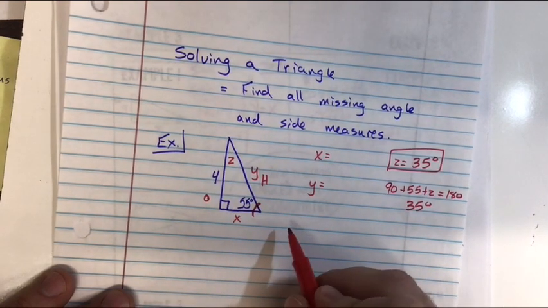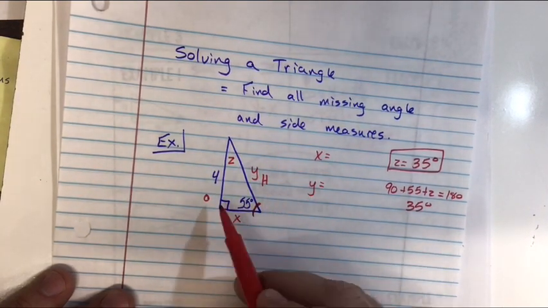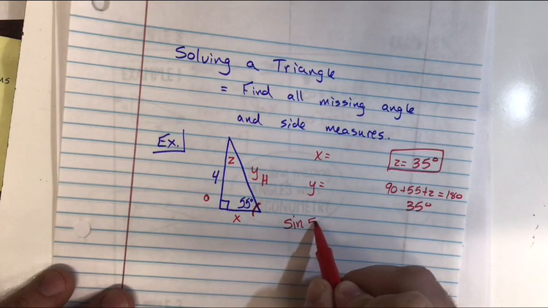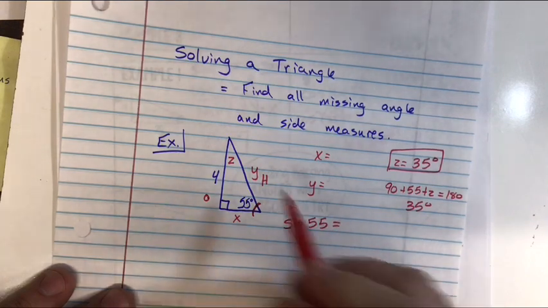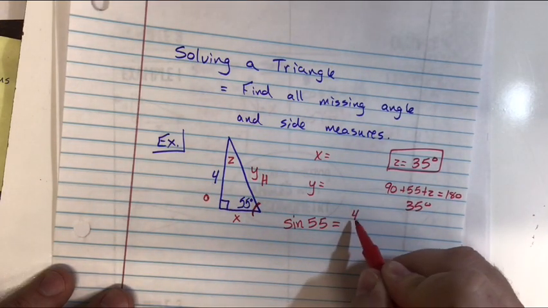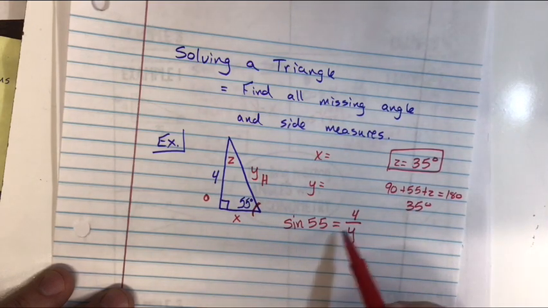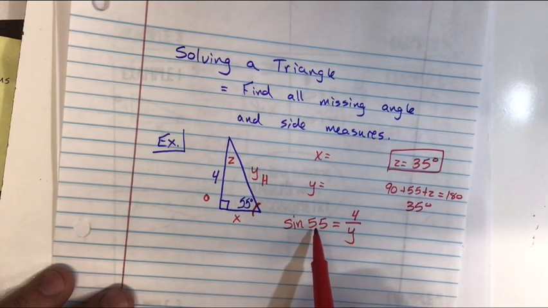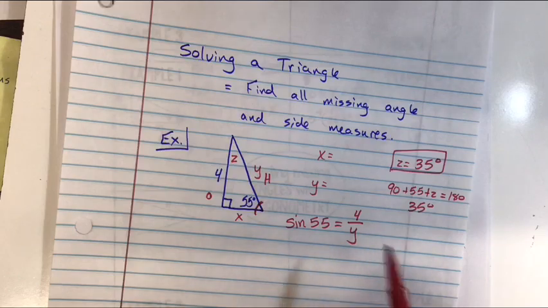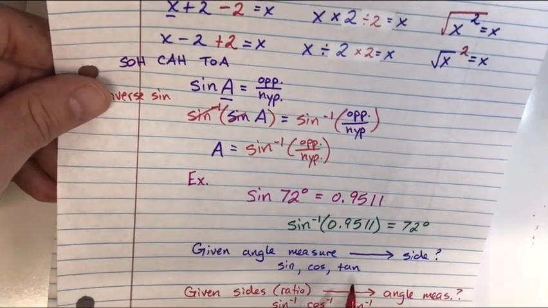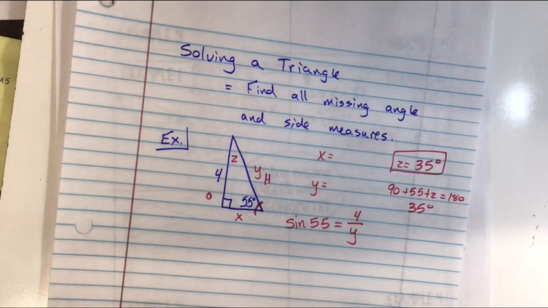That means I'm going to use sine. Remember, from SOHCAHTOA, the O and the H go with sine. So I'm going to say the sine of 55 equals this opposite leg 4 over the hypotenuse y. So to solve this for y, we have the angle, we're looking for a missing side, so that means I'm going to use regular sine, cosine, and tangent. In this case, regular sine, no inverses here.